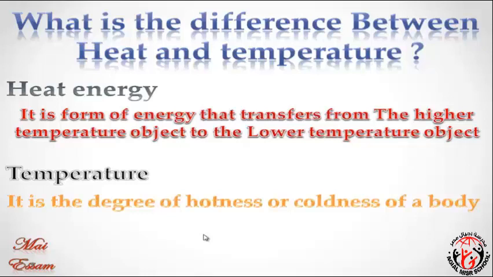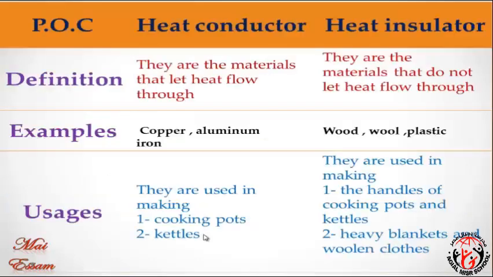What is the meaning of temperature? It is the degree of hotness or coldness of a body. We have two types of materials, heat conductor and heat insulator. Heat conductors are materials that let heat flow through.